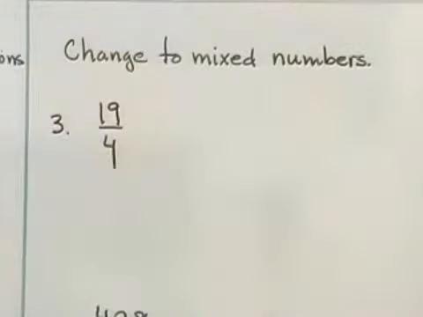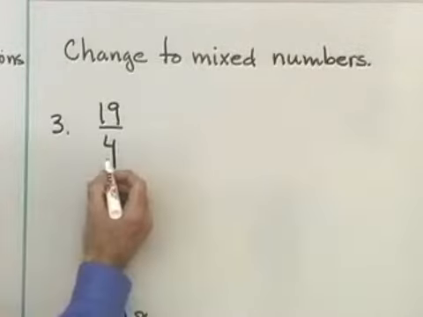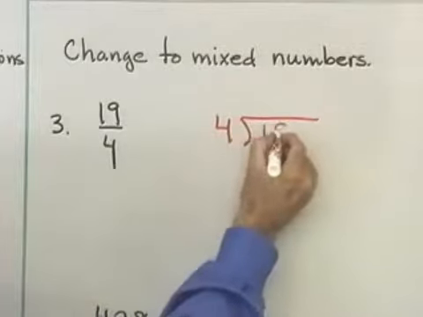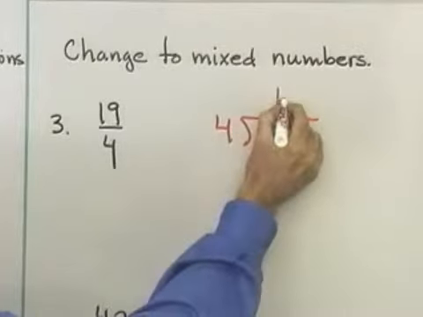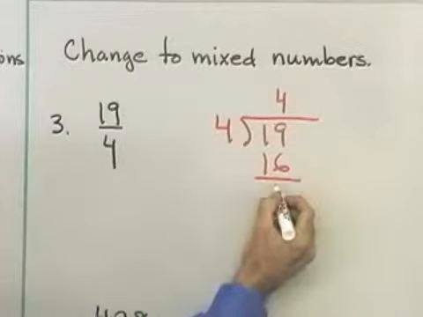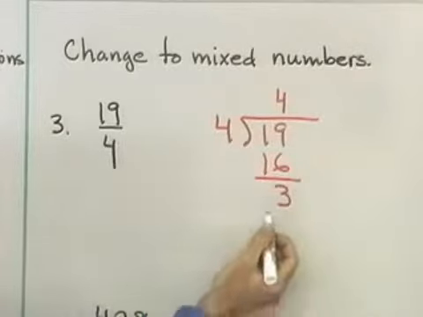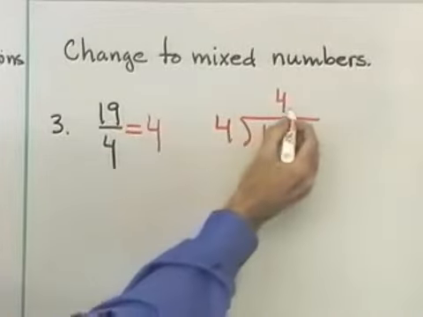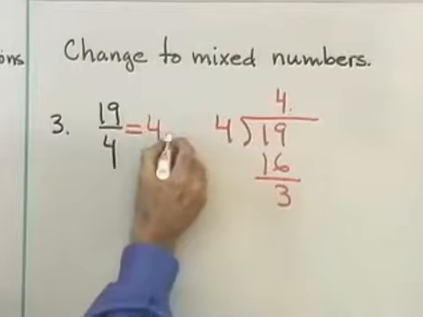Let's go the other way now and take an improper fraction and change it into a mixed number. We have 19/4. I want to write this as a mixed number. So what I'm going to do is divide 4 into 19. 4 divides into 19, let's see, 4 times. 4 times 4 is 16. I subtract and get 3. So what I'm going to say is this: 19/4 is the same as 4, that's this, plus another 3/4.